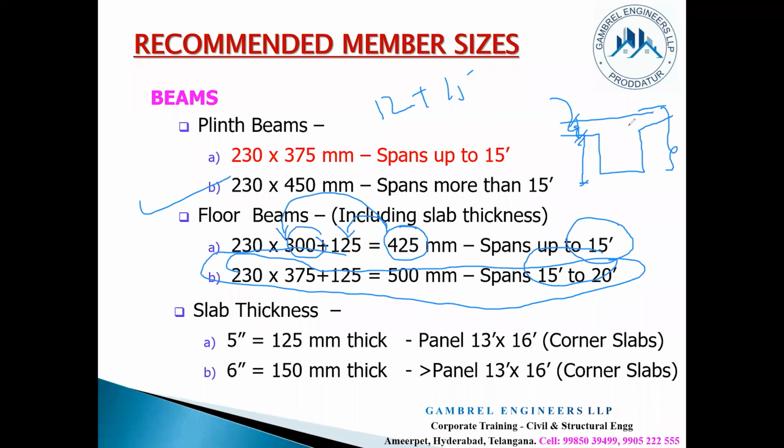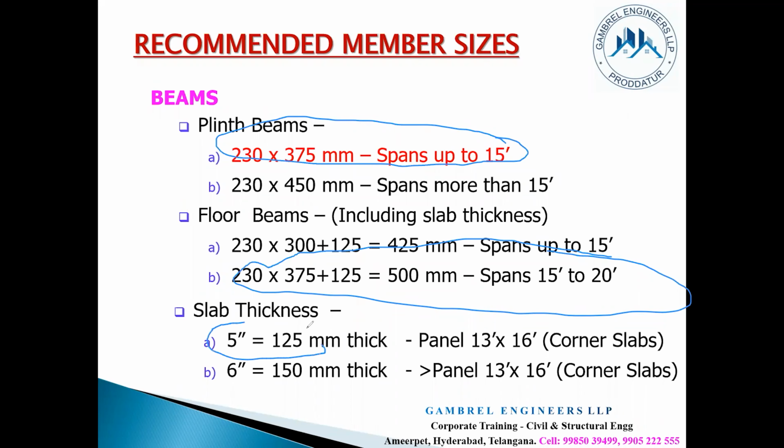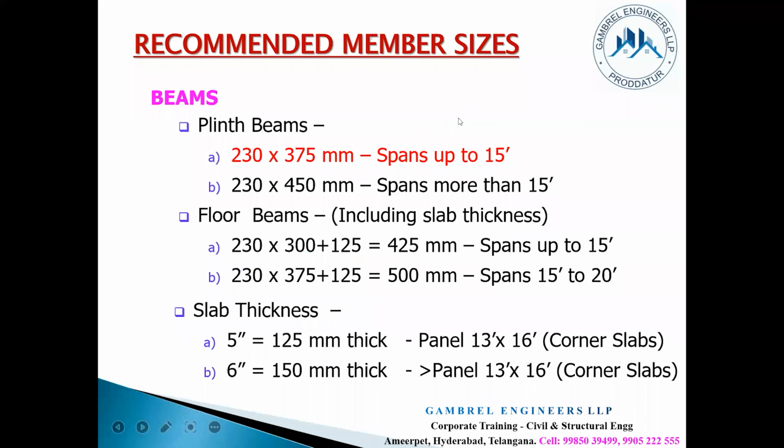So now in our case, it is clear that we can try with this size, 15 feet, and then we can try this one also, 230 by 500. And for the slab thickness, in the majority of cases you try only this size, like 5 inches or 125 mm thickness. See, these simple guidelines shown on this screen would make you confident enough to complete your design very quickly.